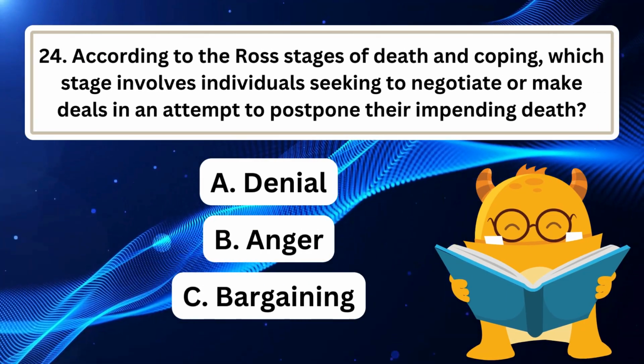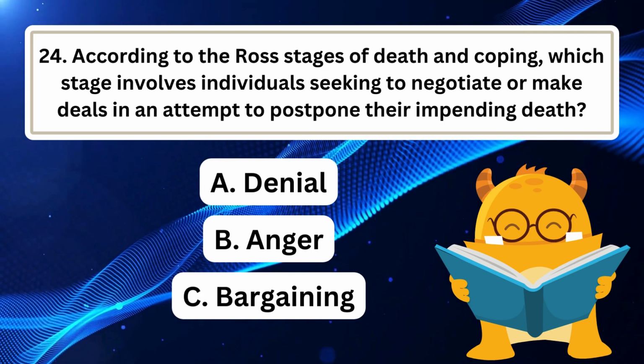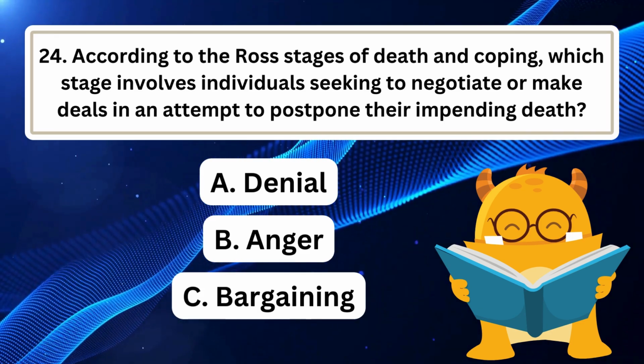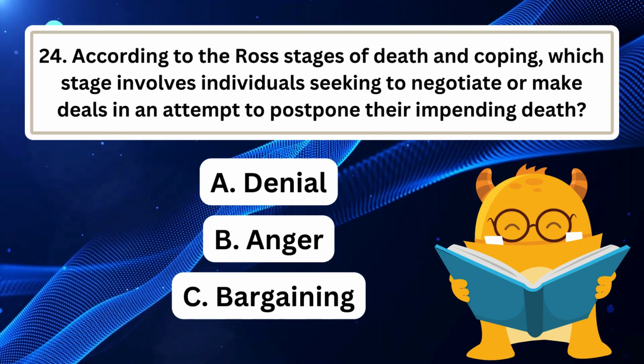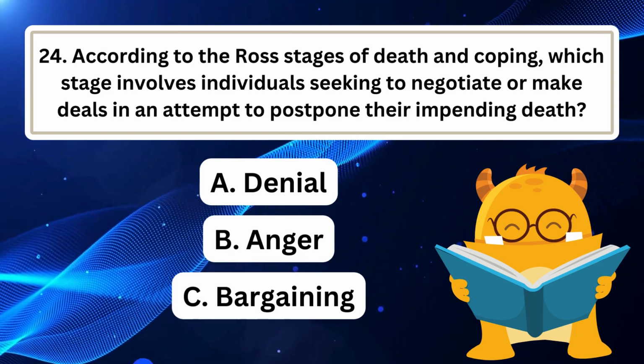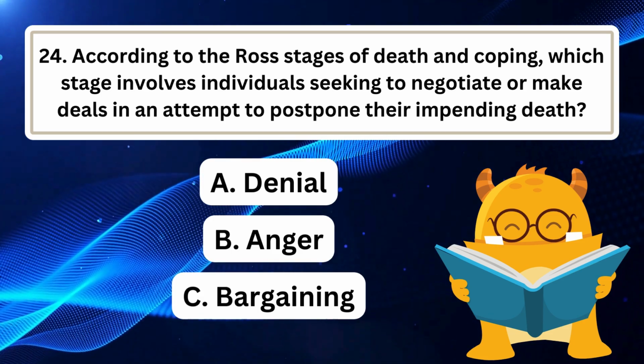24. According to Kübler-Ross's stages of death and coping, which stage involves individuals seeking to negotiate or make deals in an attempt to postpone their impending death? A. Denial. B. Anger. C. Bargaining.